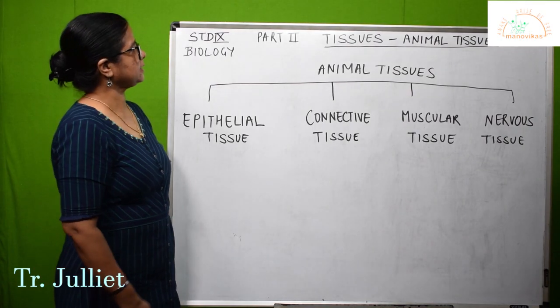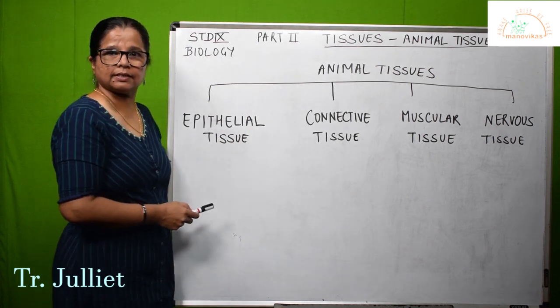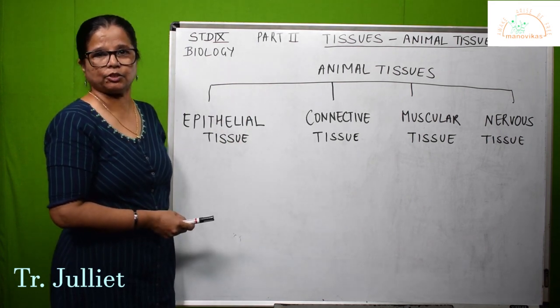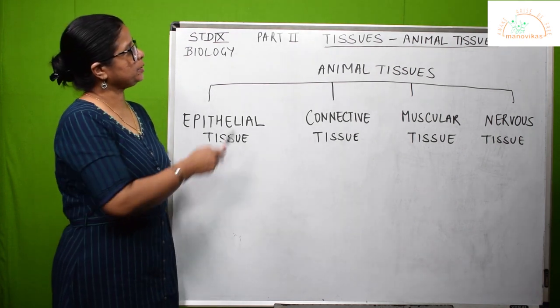Students, today we are studying a lesson, tissues, animal tissues. This is part 2 of the lesson, tissues, plants and animals tissues. This is a lesson for standard 9 biology. Now let's continue with part 2.